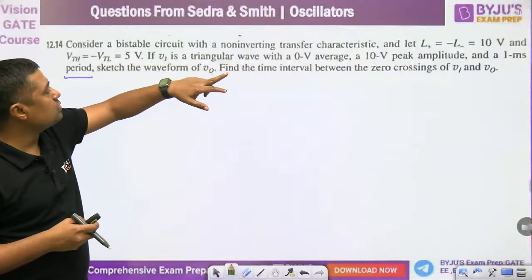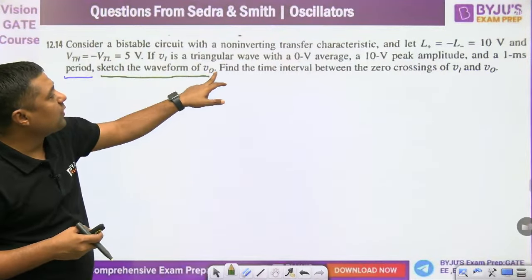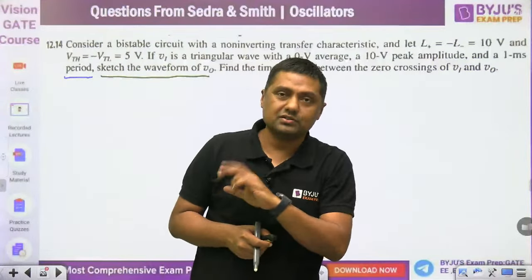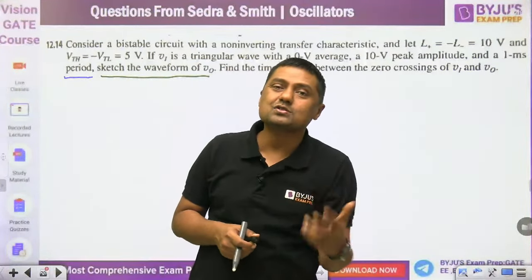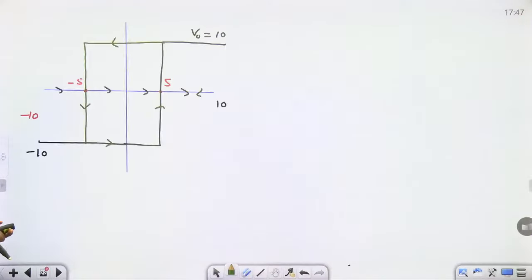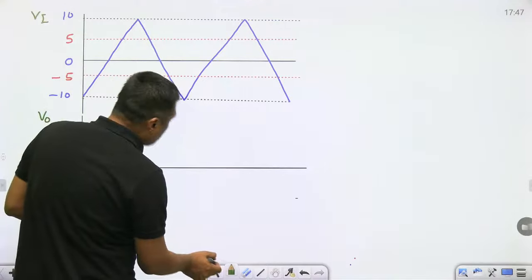If the time period is 1 millisecond of the triangular wave, sketch the waveform of V0, and find the time interval between the zero crossing of Vi and the zero crossing of V0. That is the question. So now, draw properly. So this is the output.